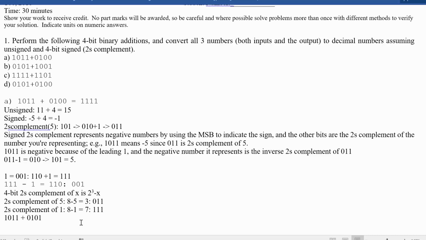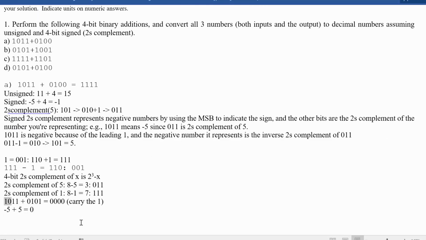So if we add these two together, we're going to get 10000, except in the space that we have of 4 bits, we just have all zeros and carry the 1. That means if this is a signed representation, we've got negative 5 plus 5 equals 0, and that's exactly what we should get. So this is what the representation for negative 5 should be, so that when we add it to positive 5, we get exactly 0. Same thing for negative 1: 1111 plus 0001 is what we need to get to 0000, carry the 1.